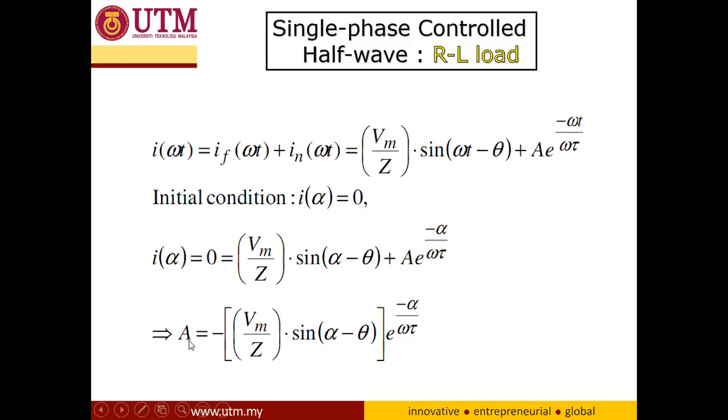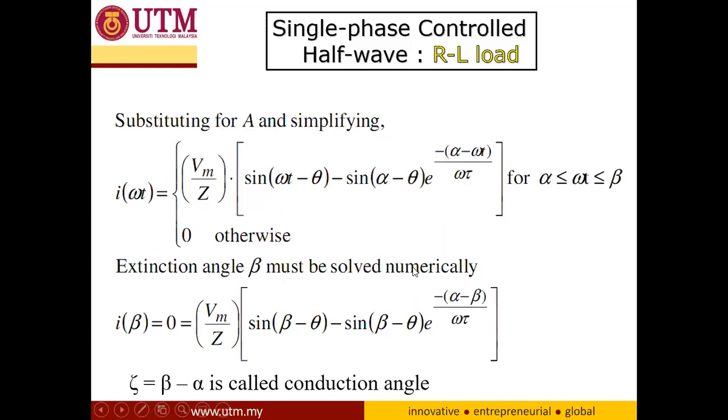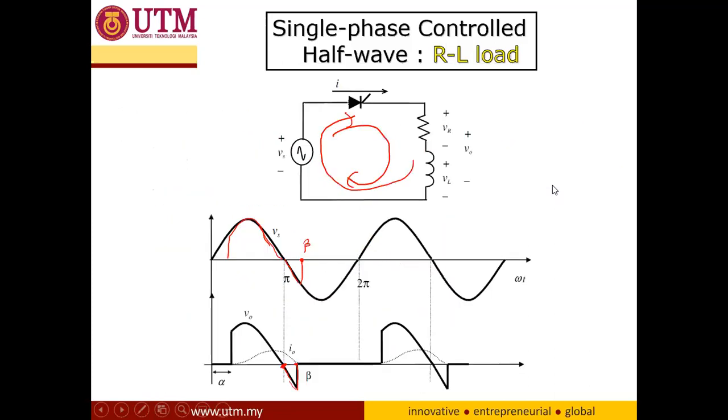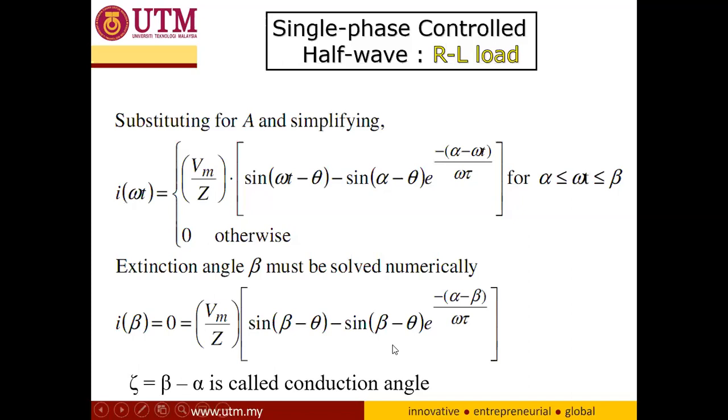So finally we will have the A value as this equation. And finally, to summarize the inductor current, this is the equation for the nonlinear inductor current here, and it only appears from alpha to beta. As you can see here, the current only flows from alpha to beta, and otherwise the current remains 0.